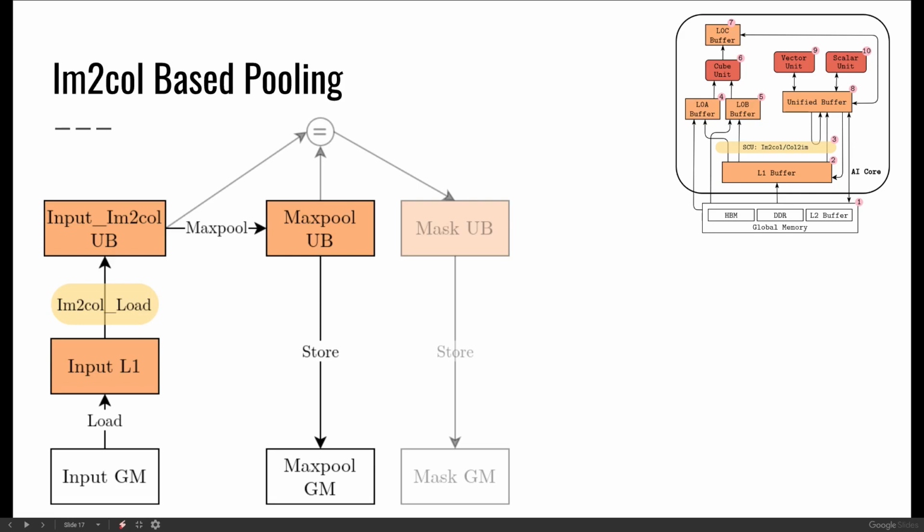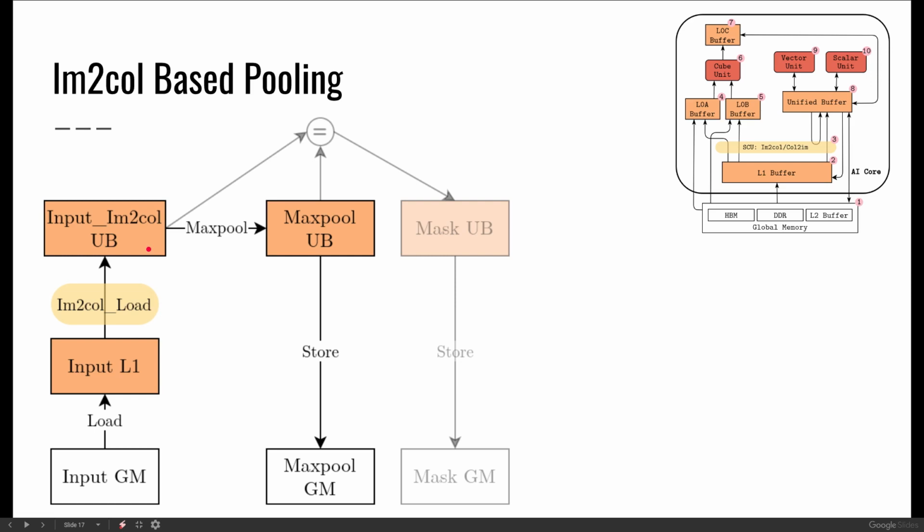Now, we can do the same operation, but now using the image column load. So how does it work? We'll go from global memory again, but this time to the L1 buffer. And we do that because only from the L1 buffer we can then load to the unified buffer, but doing an image2col instruction. So the image2col instruction will happen here, and here our input will be in the shape that you get when you do image2col.